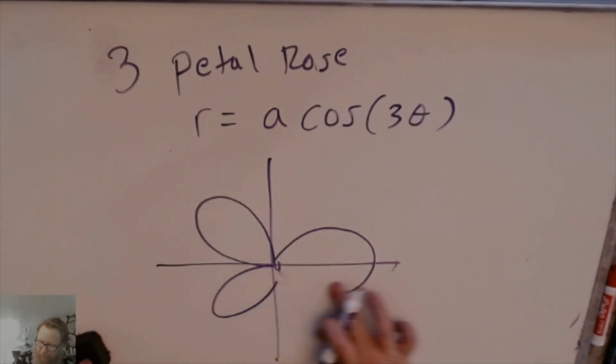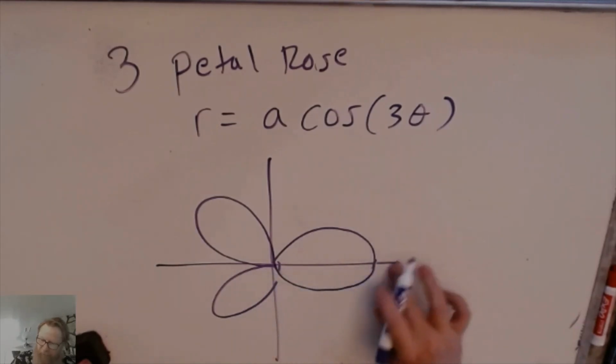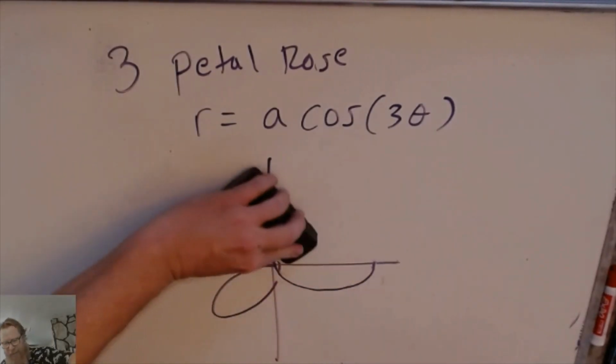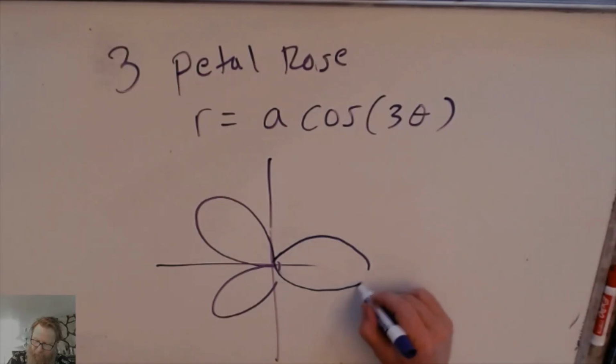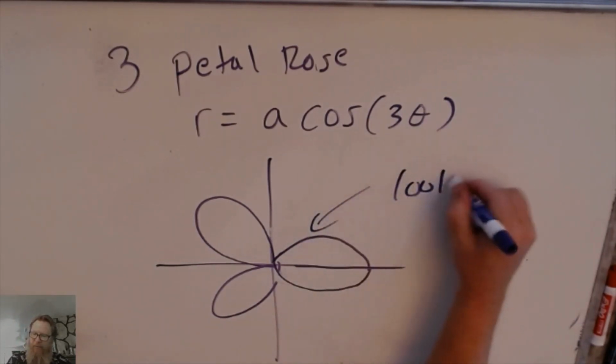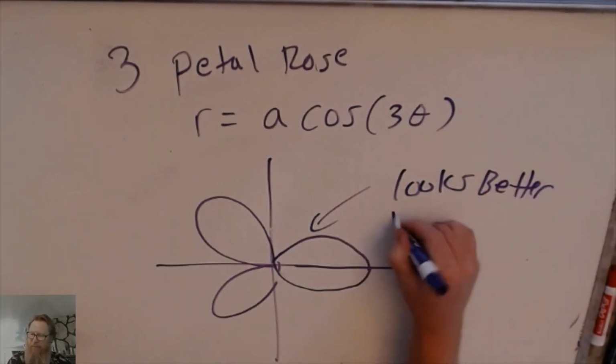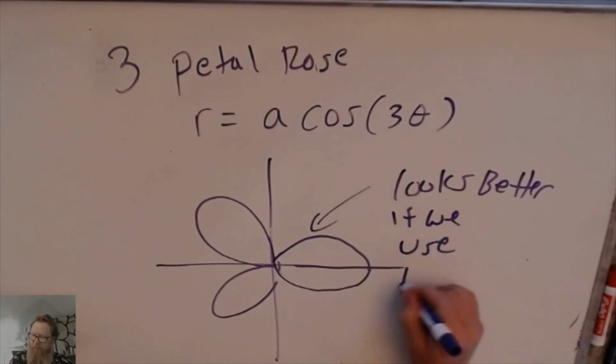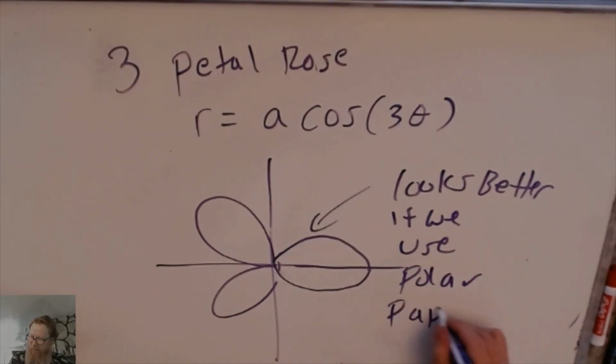God, it's still terrible. I need to just use the polar paper. But I don't want to make you sit through another half an hour long graphing pattern. So this would be a 3-petal rose. It should look a lot nicer. Looks better if we use polar paper.